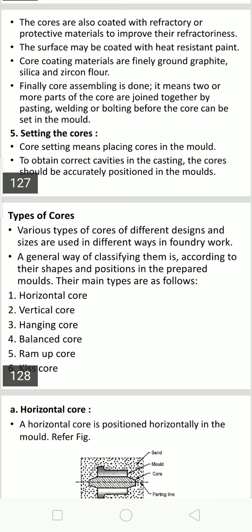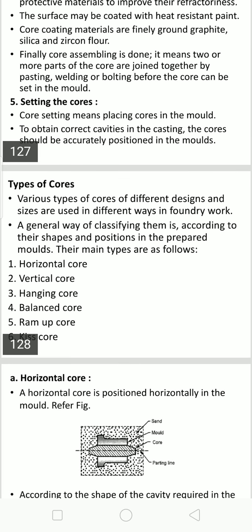Then types of cores, principles of gating system, risers, and types of risers, all of these we will discuss in the forthcoming class.